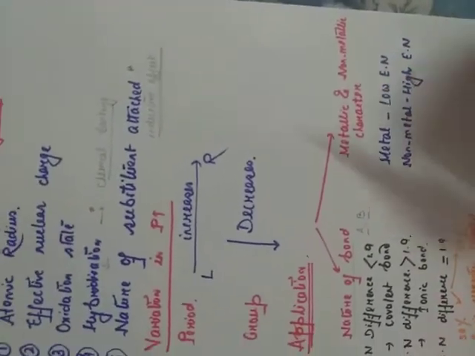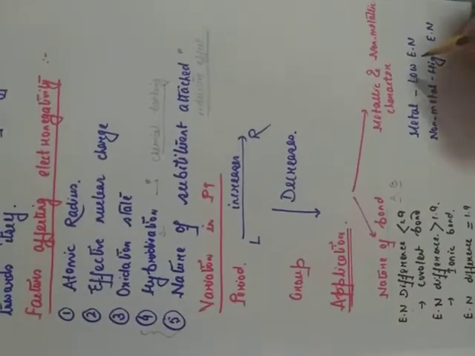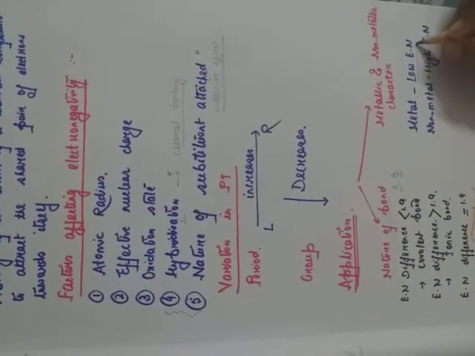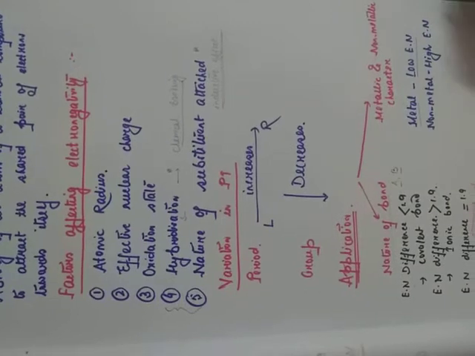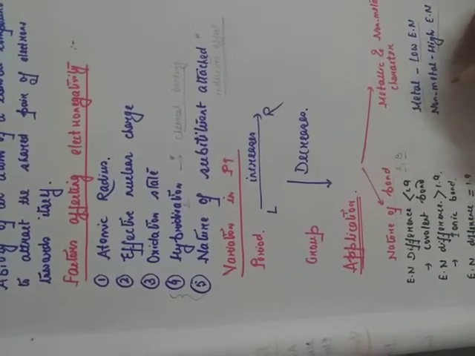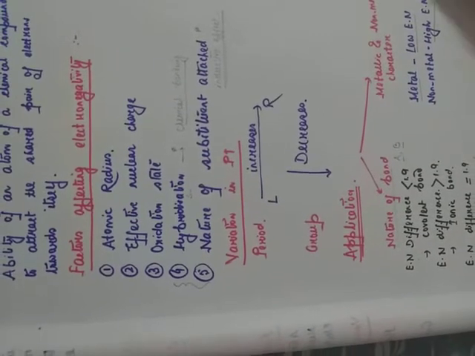The next one is metallic or non-metallic character. So a species or an element with low electronegativity is usually a metal, and a species with high electronegativity is usually a non-metal.